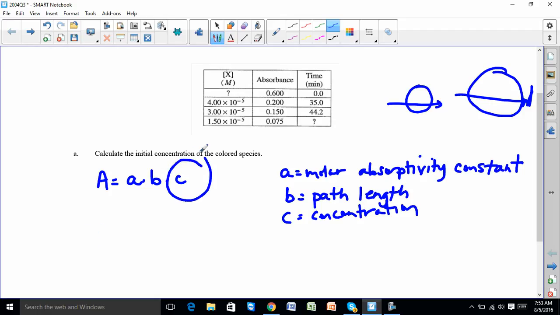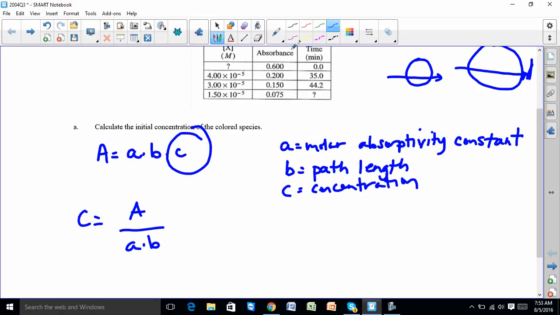They want the concentration. So the first thing we're going to do is the algebra, and we're going to divide both sides by little a times b. And they want the initial. So initially at time 0, the absorbance is 0.6, and that is unitless because it's a ratio of how much light went in, the denominator, and how much light hits the detector, the numerator. So this means only 60% of the light, or 0.6 of the light, came through.